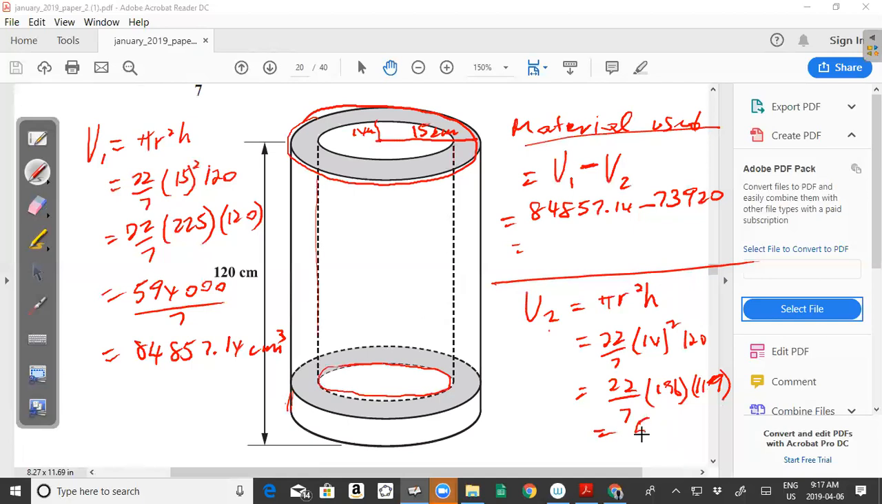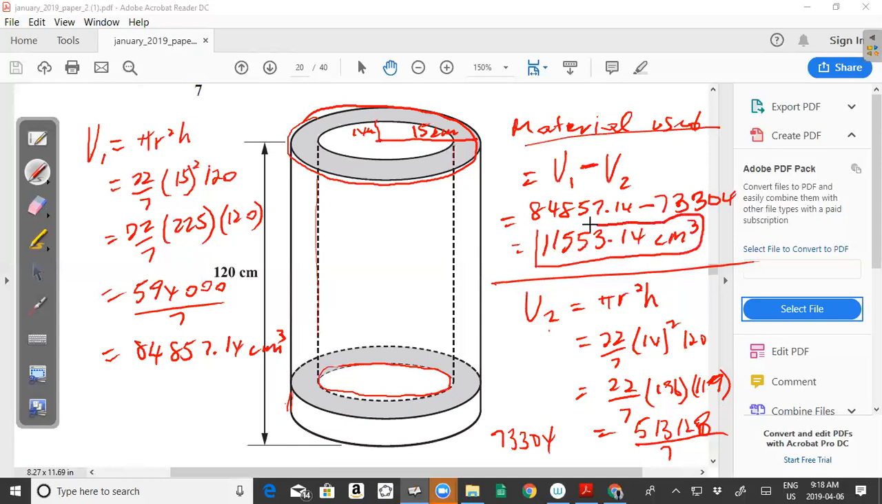All right, we should get 513,128. We divide all of that by 7, which pretty much gives us what we had before, the 73,304 centimeter cube. All right, and now we're going to subtract these two. Take 84,857.14 and subtract the 73,304, and that's going to give you 11,553.14 centimeter cube.